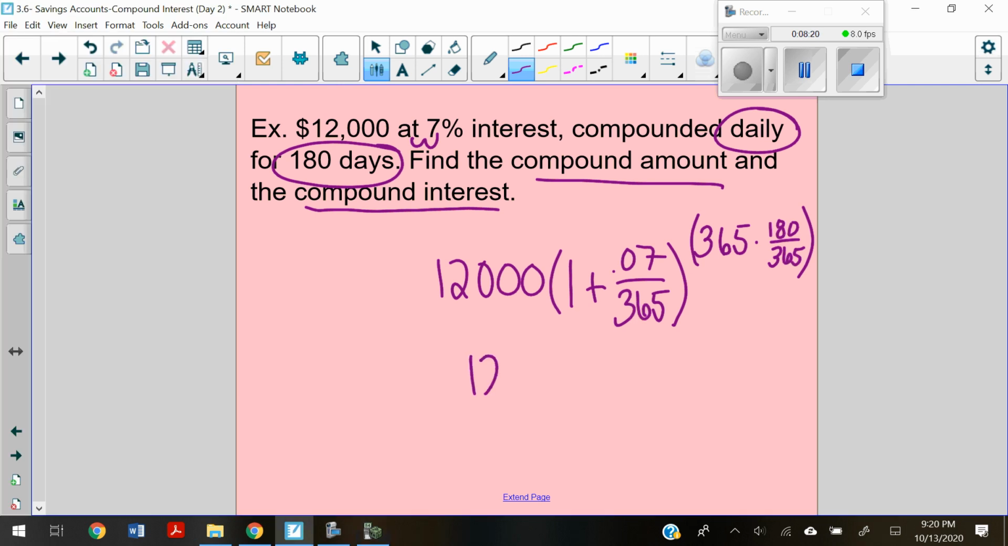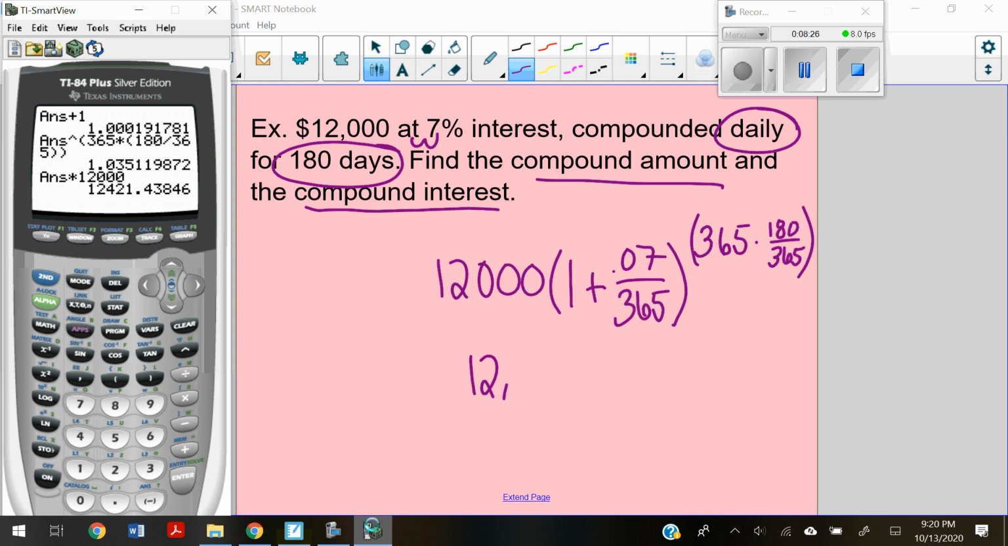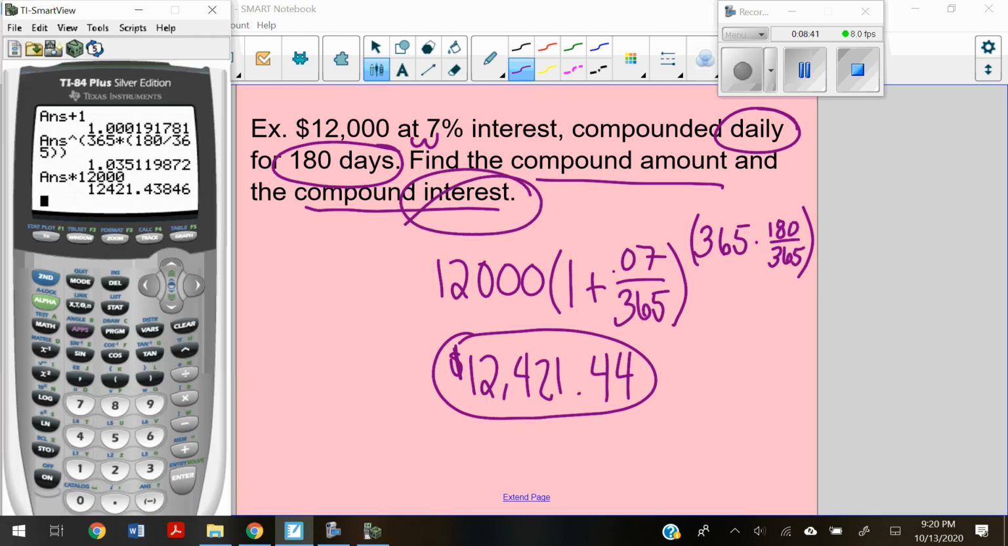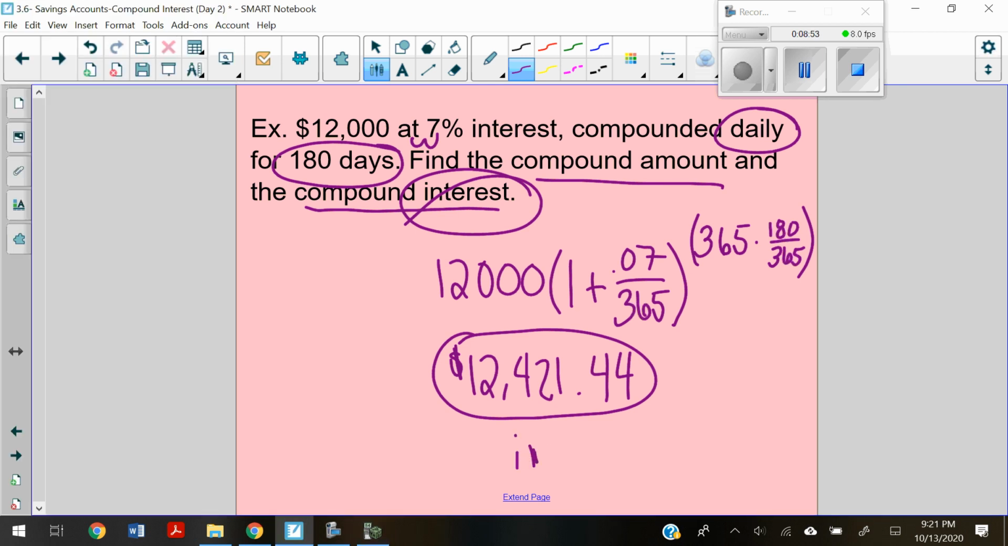All right, so we get 12,000... $421.44. Okay, so this is our compounded amount. Now, if we want to find that compounded interest, we are going to subtract out our original principal. So minus 12,000. And so my interest is, well, that's totally spelled wrong. Interest is $421.44.